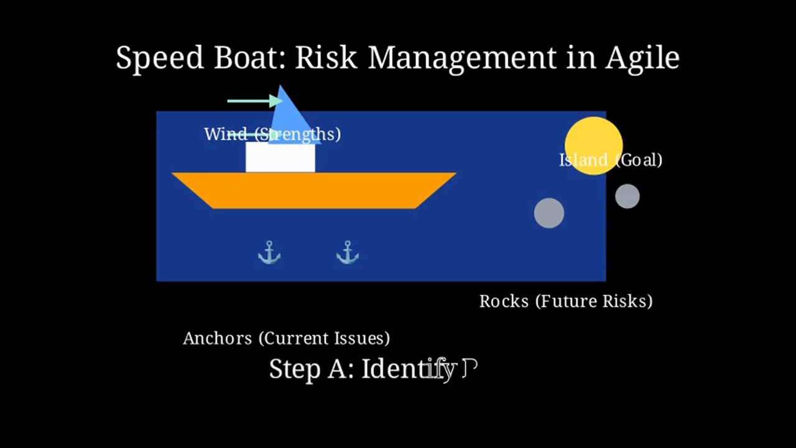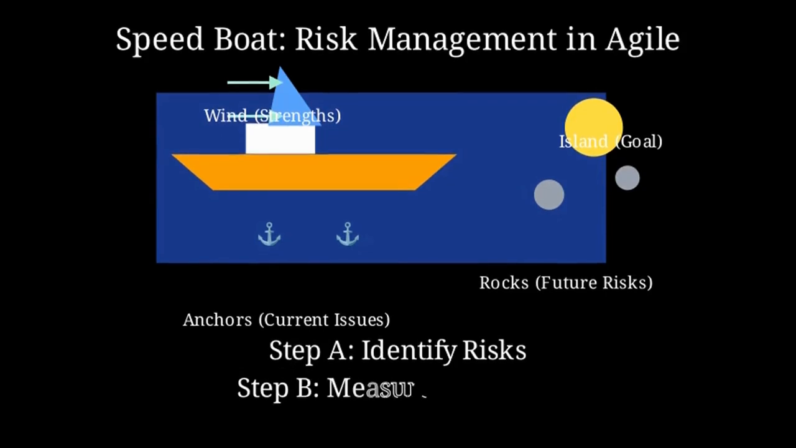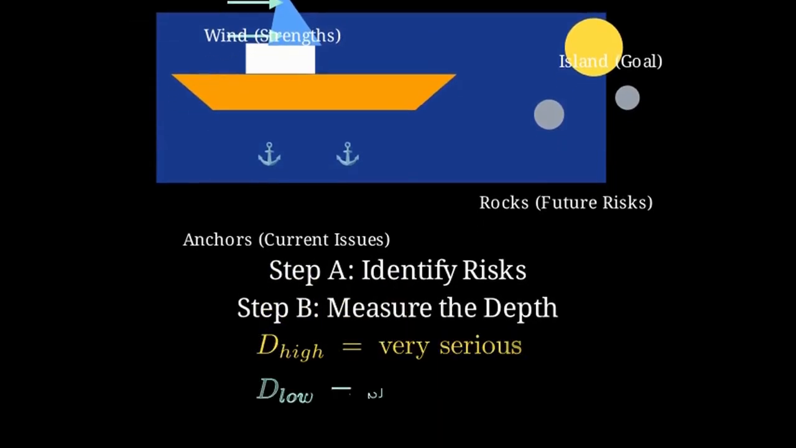Step A. Identify the risks. We write down everything that could go wrong. Current problems go on the anchors, and future problems go on the rocks. Step B. Measure the depth. We decide how serious each risk is. A deep anchor means the problem is very serious, and a shallow anchor means it is small.